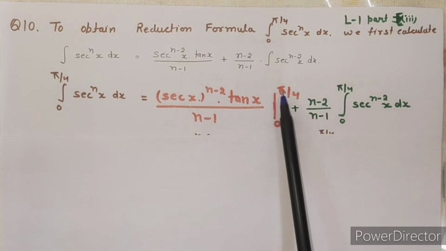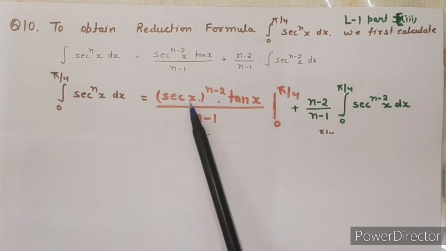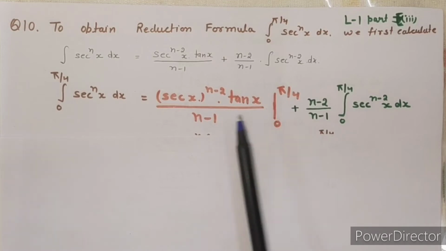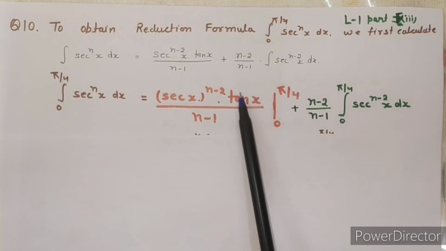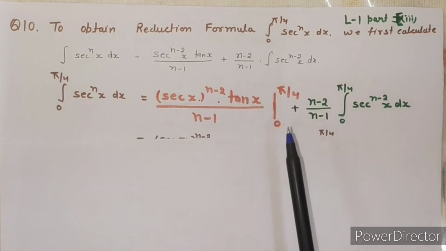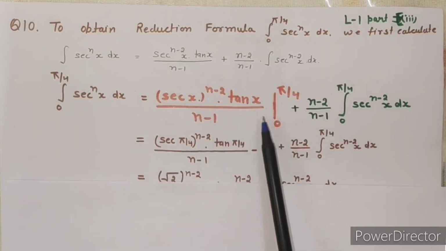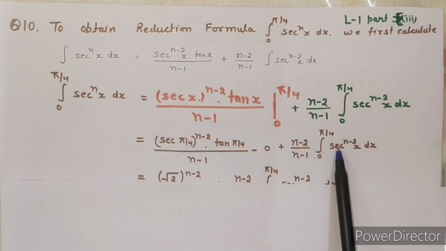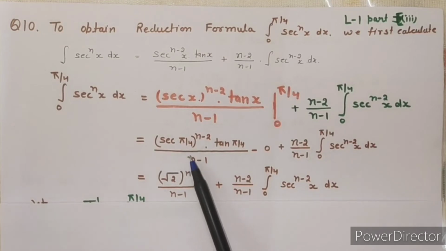The upper limit will give you the answer because at pi by 4 both are non-zero, but when you put the lower limit, secant 0 is 1 but tangent 0 is 0, so the lower limit contribution here is 0. So I wrote this: first I put the upper limit minus the lower limit, and this integral as it is. As I told, secant pi by 4 is under root 2.